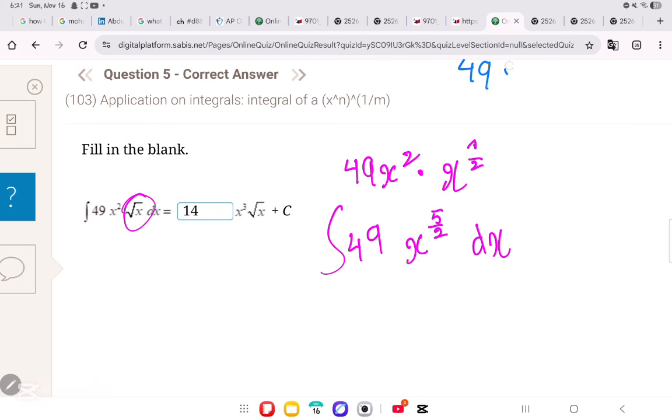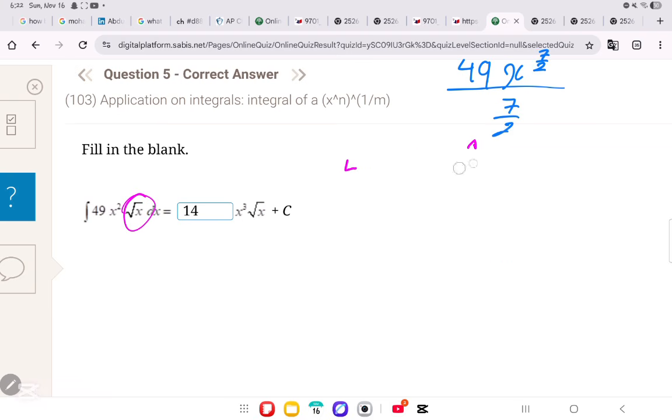So it's going to be 49x to the power of 5 over 2 plus 1 over 5 over 2 plus 1. So it's going to be 7 over 2. This is also going to be 7 over 2, right? So now it's going to be 49x to the power of 7 over 2 divided by 7 over 2. So if you do keep change flip, it will be times 2 over 7. So it's going to be 14 x to the power of 7 over 2.